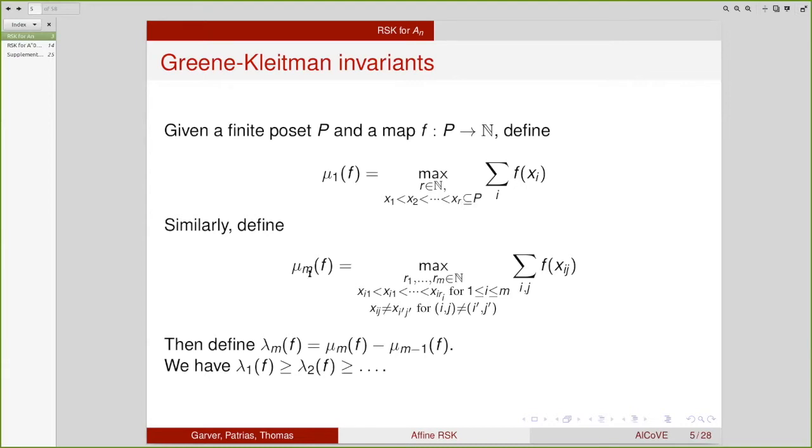And then for any little m, we can take the maximum over m chains and sum up f. And so then we define lambda_m to be mu_m minus mu_{m-1}. So it's how much more you got because you were allowed to use one more chain. And it turns out that lambda_1 is greater than or equal to lambda_2 and so forth.